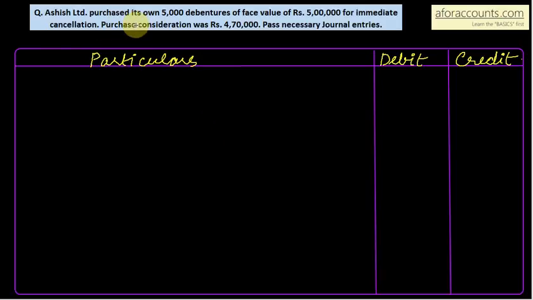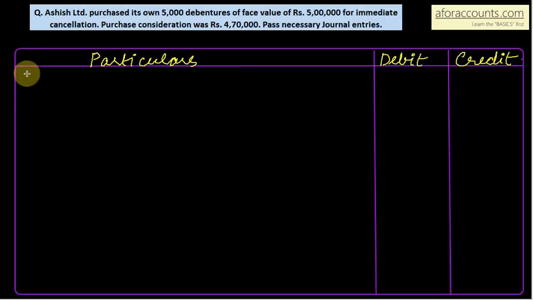Ashish Limited purchased its own 5000 debentures of face value ₹5 lakhs, that is 100 rupees ka ek debenture hai, for immediate cancellation. Purchase consideration was 4,70,000. Seedha seedha dikh raha hai, 5 lakh ki cheez 4,70,000 mein mil gayi, means 30,000 is gain. Pass necessary journal entries. So journal entries समझो और फिर करो इसको.